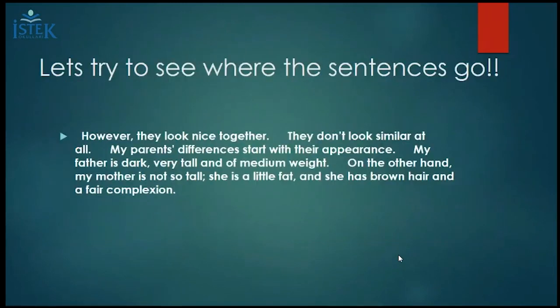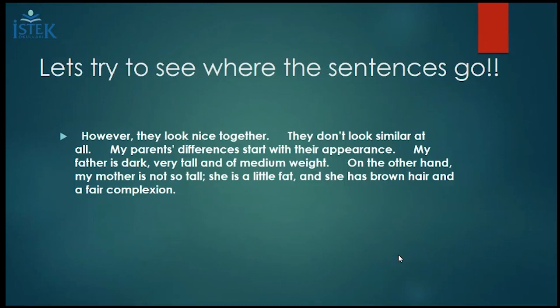Let's try to see where the sentences go, which is quite good. It's like a game also. What I want you to do is each sentence is in its wrong place, and I'm going to give you 1 minute to see where the sentences go.